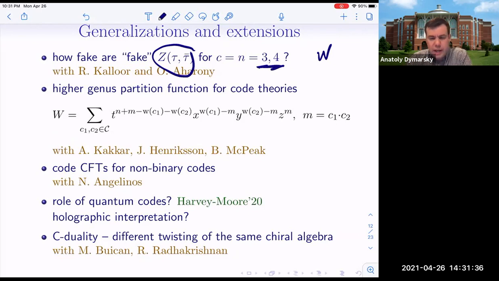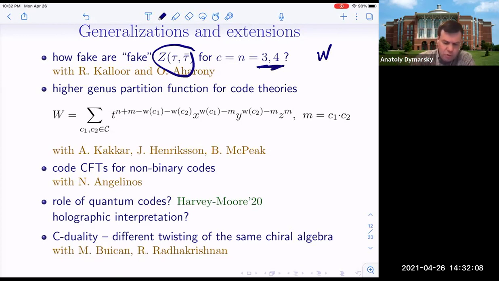Another direction is that we calculated the torus partition function of a CFT, reducing it to the spectrum of a code, or a numerator polynomial of a code. You can ask what happens if your CFT is living not on a torus but on a genus 2 surface or a genus G surface. There is a hope that in this case the partition function of a code CFT also can be calculated just in terms of a code.